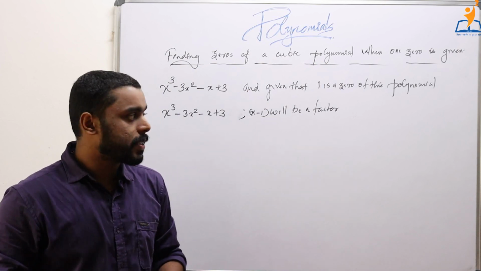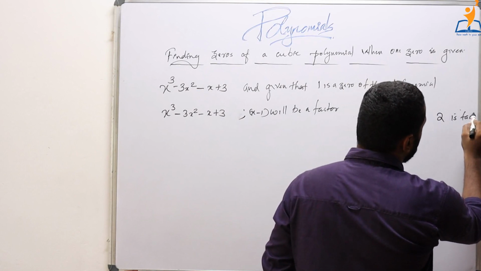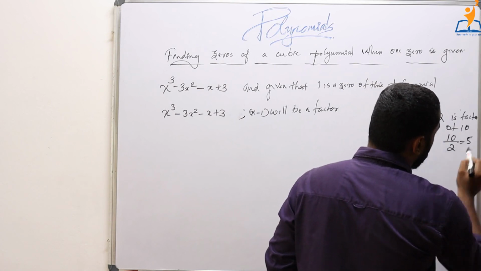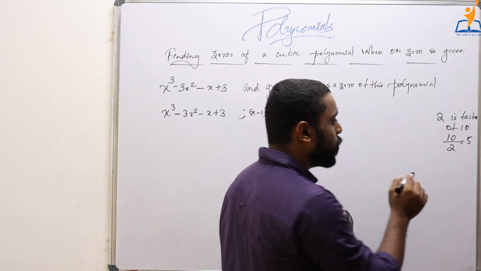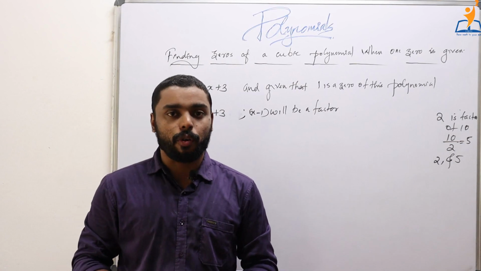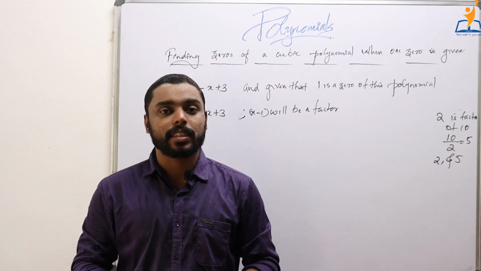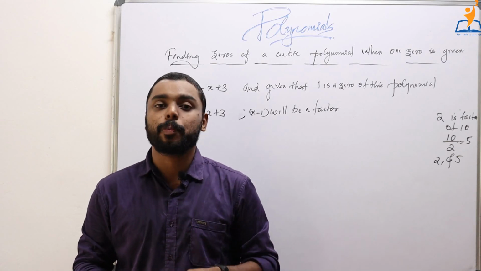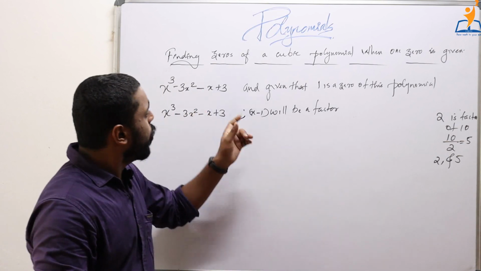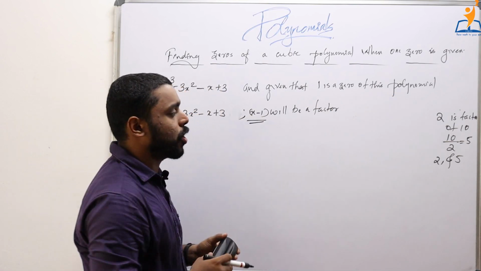Clear? Now, in order to find the other 2 zeros of this cubic polynomial, it is enough for us to find the other factors. See, if 2 is a factor of 10, then we can divide 10 by 2 to get 5, which is also a factor of 10. Hence we can say that 2 and 5 are the factors of 10. Whenever we are provided with a factor of a polynomial, we can find other factors just by dividing the original polynomial by the given factor. So here 1 is a zero of this polynomial, so we can conclude that x minus 1 will be a factor of this polynomial.